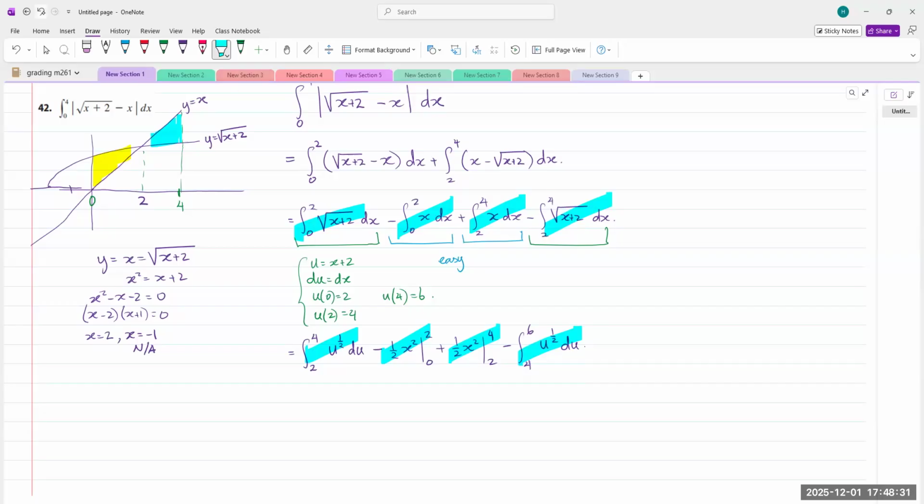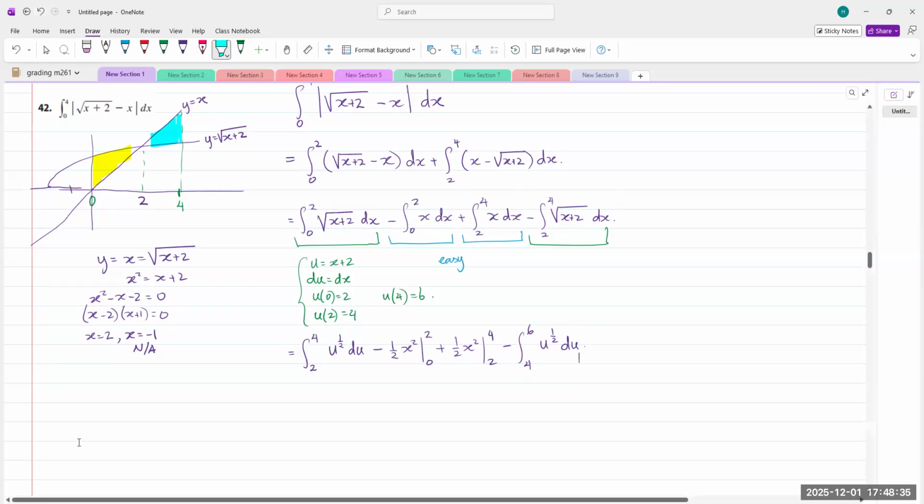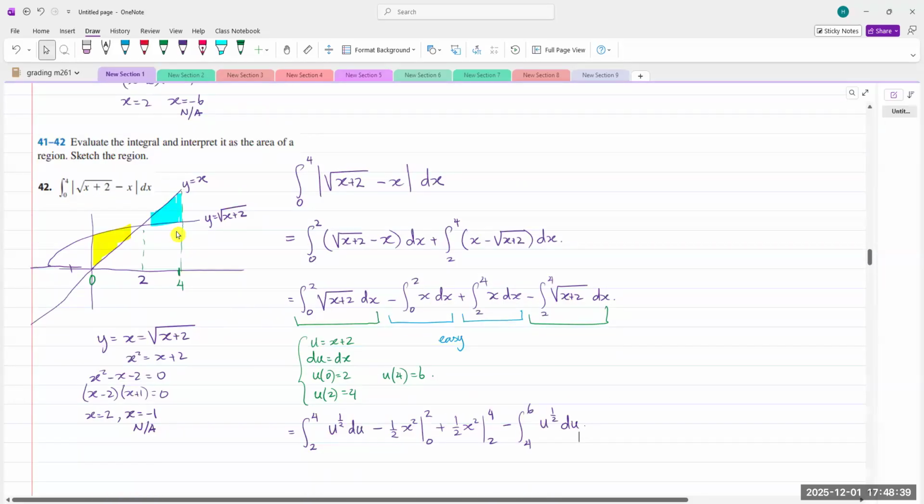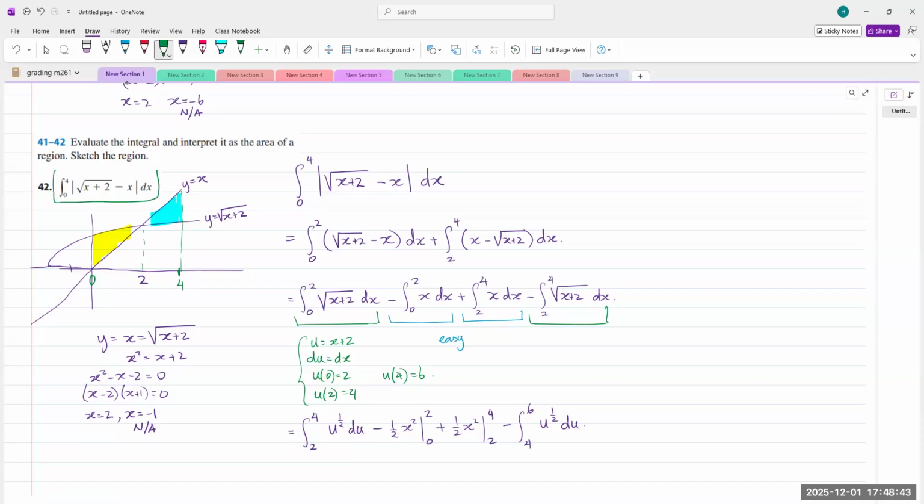Now instead of being lost in the details of the integration, I assume you are able to do this integral. My concern is, can you look at this integral here and think about, okay, in this interval, when will square root of x plus 2 be above? When will y equals x be above?